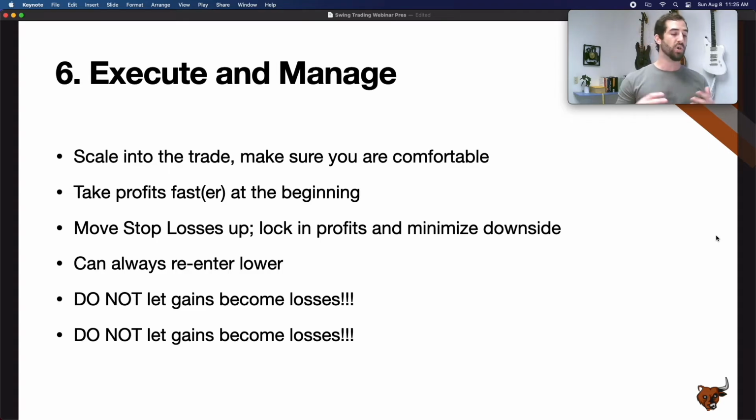Number one, most important thing, as always, scale into the trade. Make sure you are comfortable as the thing is developing, all right? Take profits faster at the beginning, partially at the very least, okay, guys? So sell a quarter, sell half, lock in some profits, and really start to skew that risk-reward ratio even more in your favor as the trade is working out, okay? So move stop losses up, lock in profits, minimize downside, guys.